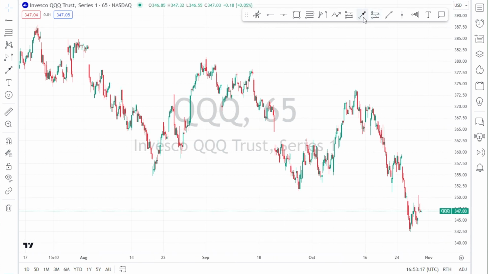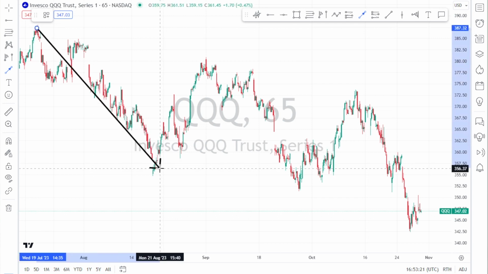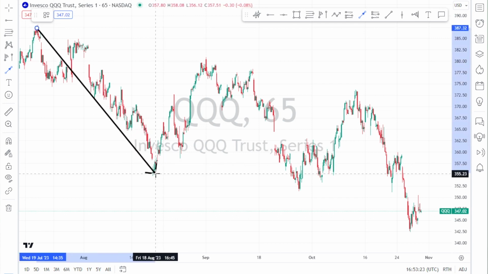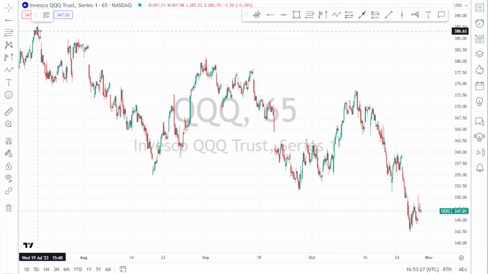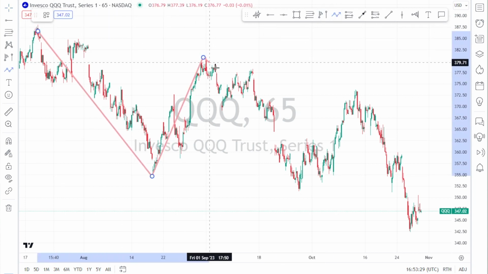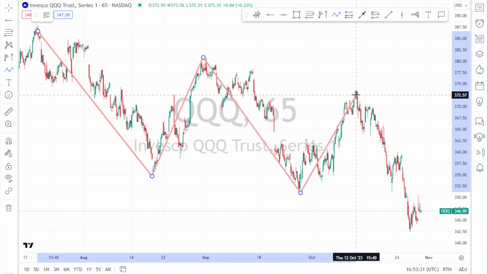So if you can't, I'm going to go from the swing high, the highest point in the chart. Swing low, whoops, wrong tool. Swing low, swing high, swing low, swing high, swing low.